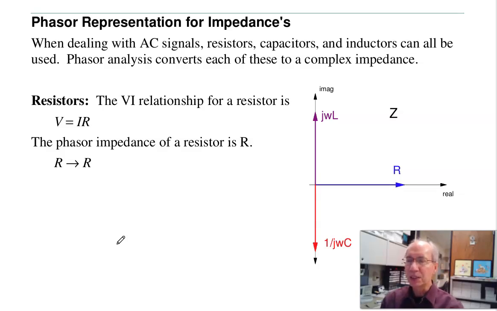For impedances, if I add inductors, capacitors, I want to represent those in phasors. Now, inductors and capacitors and resistors are all different. The impedance of a resistor is just R. Where that comes from is V equals IR. Whatever multiplied by I to give you V gives you impedance. So the impedance of a resistor is just R.